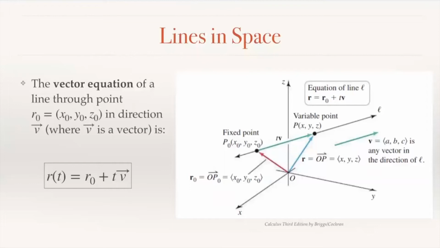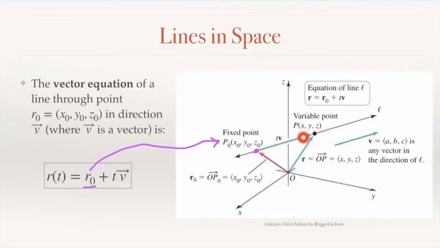And the vector equation of a line through a point r0 in a direction v is r of t equals r0 plus tv. So visualize that with this diagram. Here's our initial point r0. The textbook calls it p0 in this diagram. And then we can move from there in a direction v, and t is a scalar.